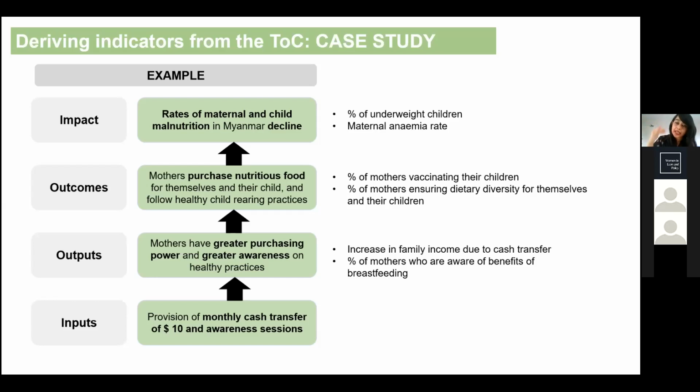Yeah. And finally, when we look at outputs, you will perhaps look at increase in family income due to cash transfers or percentage of mothers aware of the benefits of breastfeeding. So again, when you create a theory of change, you can derive indicators from the sections of the theory of change, and those indicators help to measure impact. And that's why this entire discussion on theory of change and measuring impact. Do we have any questions at this point? I'll take 3.